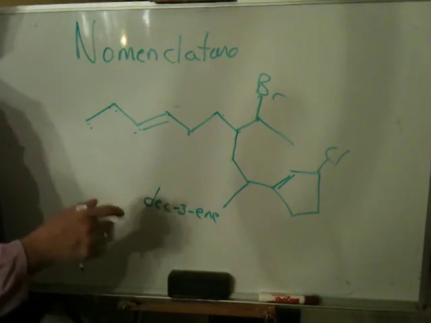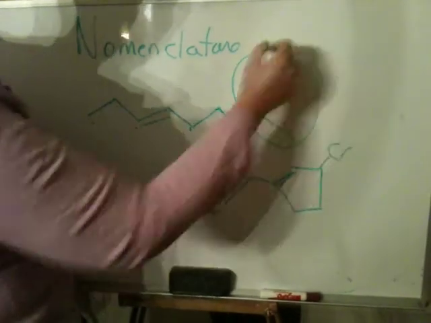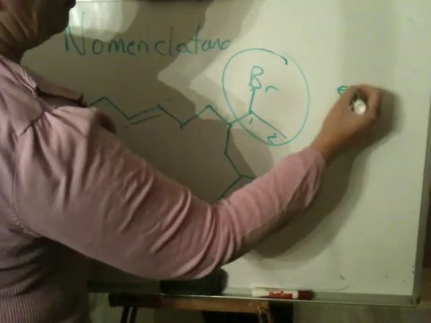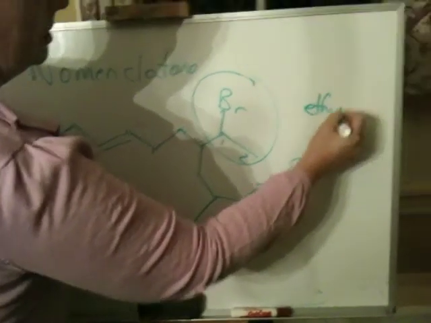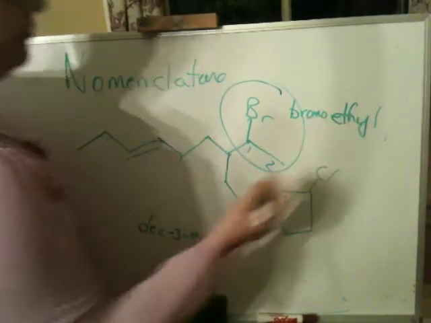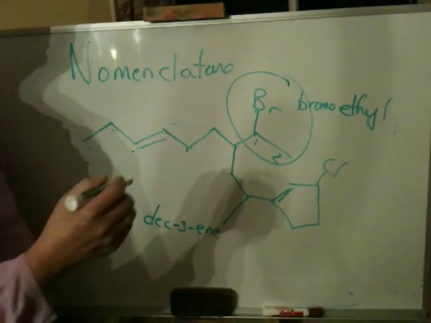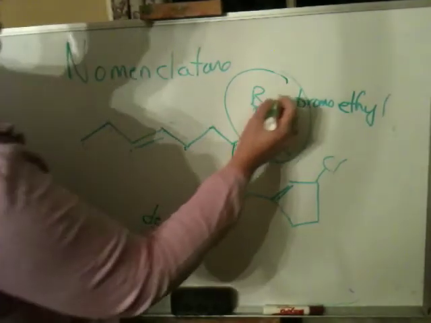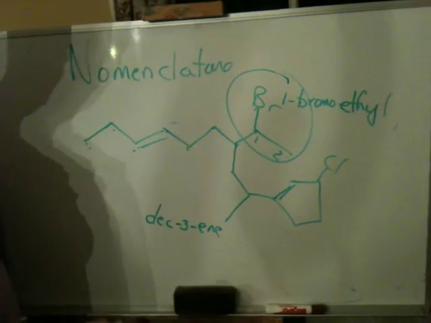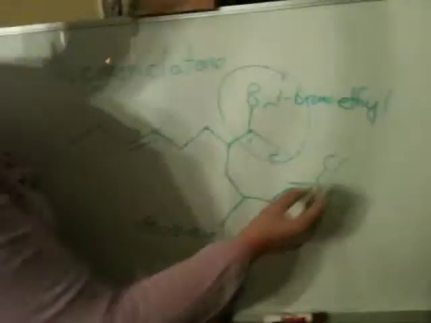Now what are these side chains going to be called? This group is going to be a 1, 2, so it's an ethyl. This is a bromoethyl. Does it make a difference as to where that bromo is? Yes. So this is a 1-bromoethyl. What other side chain do we have to name? We have to name this side chain.